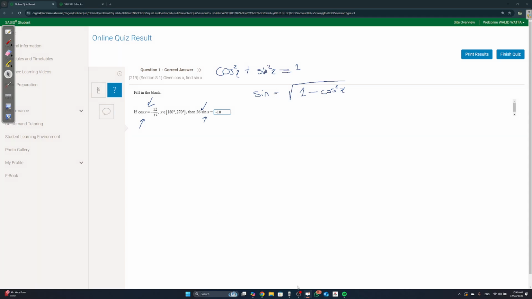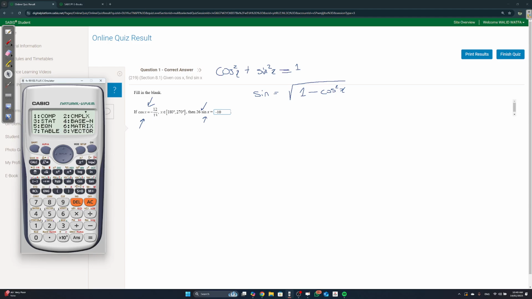Okay, so you do this on your nice calculator. Square root 1 minus cosine squared. This is cosine, we need to do cosine squared. Let me get the answer. So we get 5 over 13. Radical is 5 over 13, okay?